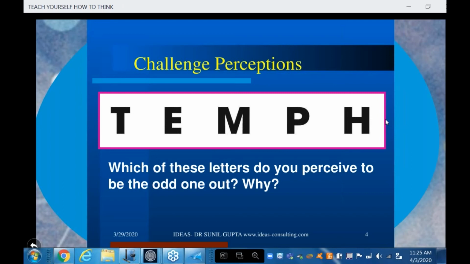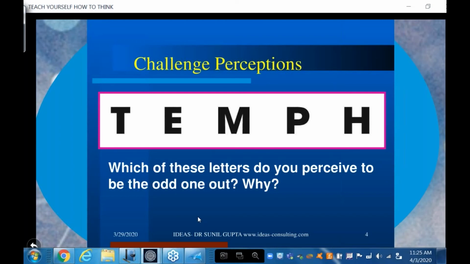Wow. The others have right angles where P doesn't have any angle. P is a curvature. Wow. P has a hole. Others don't have a hole. Or P has a curve. Others don't have a curve. Wow, amazing, all of you, amazing. You can see that.